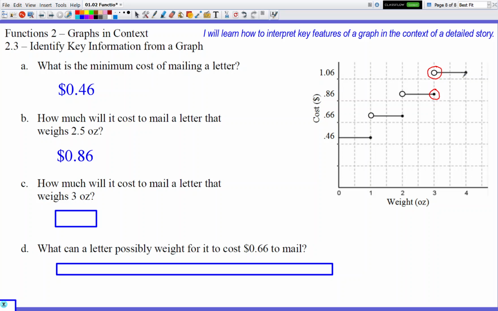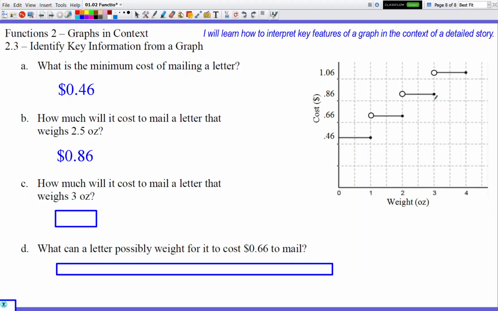So this is like inequalities, yeah? This $1.06 line doesn't kick in until it is after 3 ounces, all the way up until 4 ounces. The 86 cents line kicks in after 2 ounces, all the way up to and including 3 ounces. So these are those inequality line graphs that you drew a couple of years back, where you had to make open dots and closed dots. Hopefully you didn't forget about those, and if you did, then this might trigger some memories that you had back then.